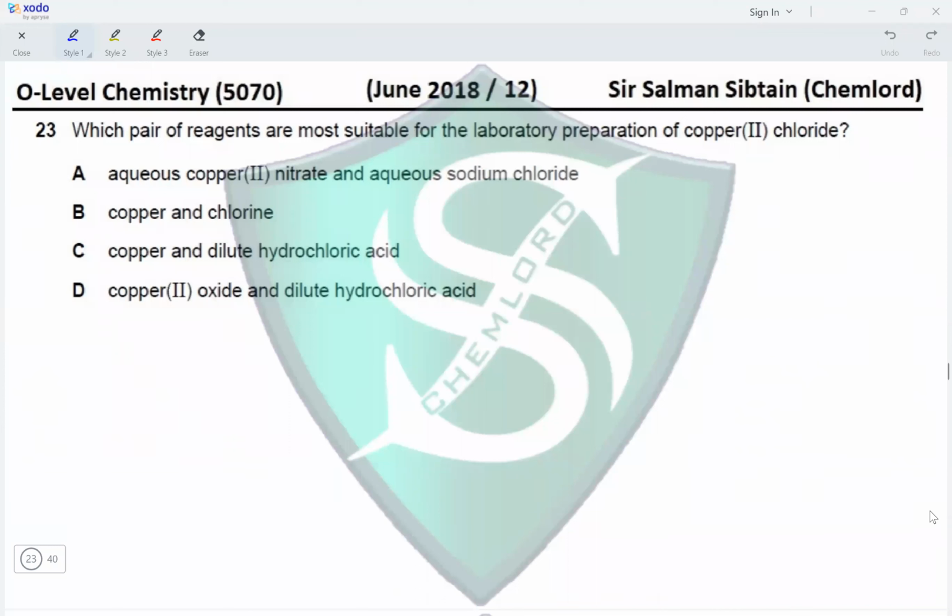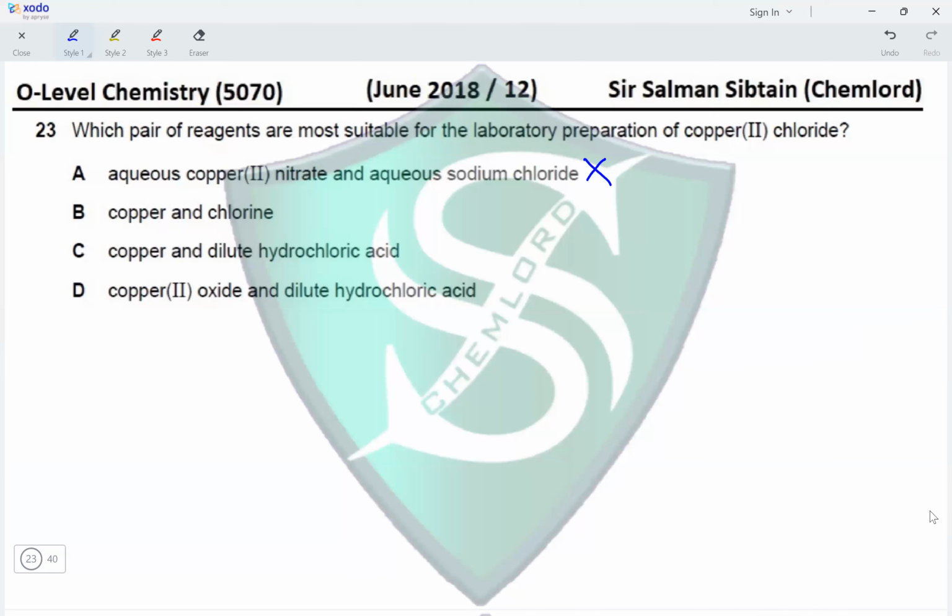Question 23. Which pair of reagents are most suitable for the laboratory preparation of copper 2 chloride? Now, copper 2 chloride is a soluble salt. Therefore, it would be produced by the reaction of an insoluble oxide or hydroxide or carbonate with an acid. So, we have aqueous copper 2 nitrate reacting with aqueous sodium chloride. Both salts are aqueous, so this is not the correct preparation method.